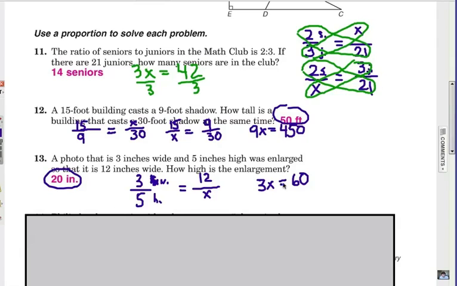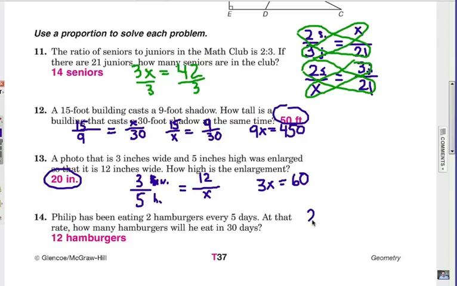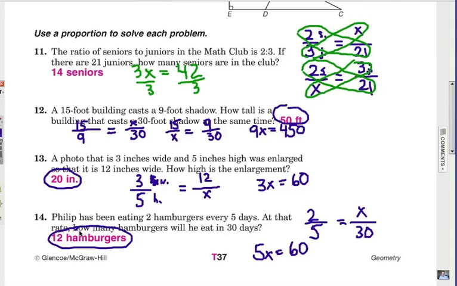Last one. Philip eats 2 hamburgers every 5 days, so I'm going to have hamburgers over days. At that rate, how many hamburgers will he eat in 30 days? Does the 30 go on top or the bottom? That's right, it's going to go on the bottom because it's hamburgers over days, and then when I cross multiply, I'm going to get 5x equals 60, and then I divide by 5 to get the answer of 12 hamburgers. Notice how important it is to set up the proportion correctly, and I recommend labeling the numbers so you make sure you do that well.